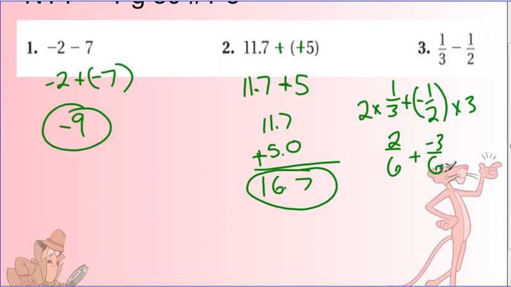So we have common denominators, so now we can do our math, which is subtraction. The denominator stays the same. 3 minus 2 is 1, and you keep the sign of the bigger number, negative 1. And that would be done.